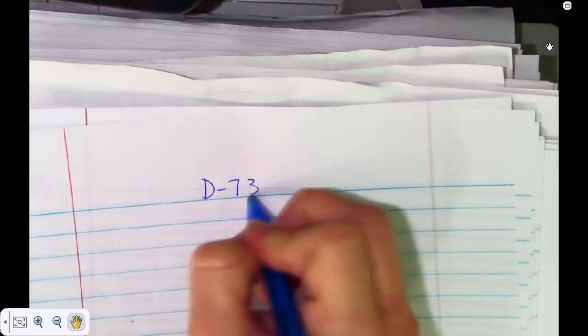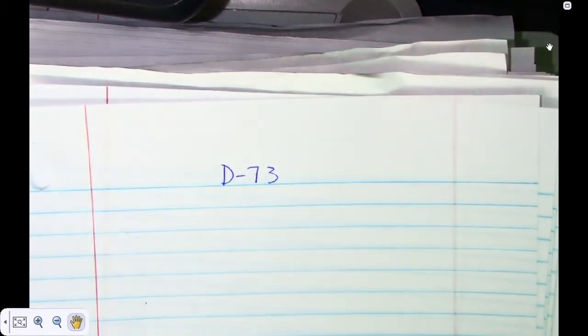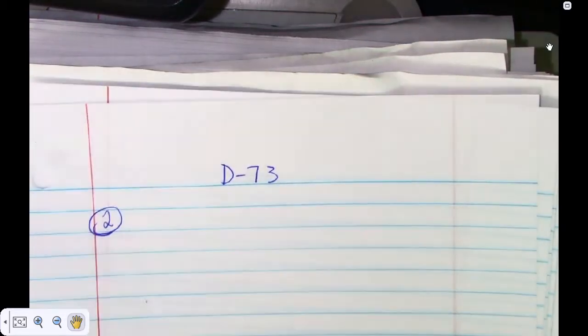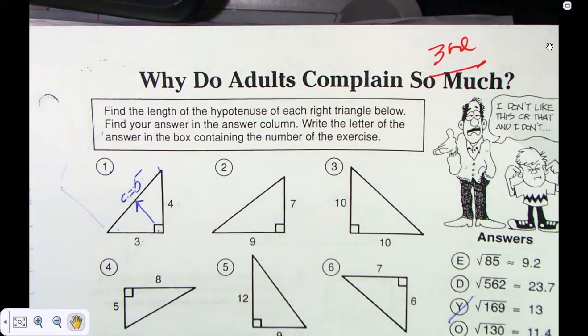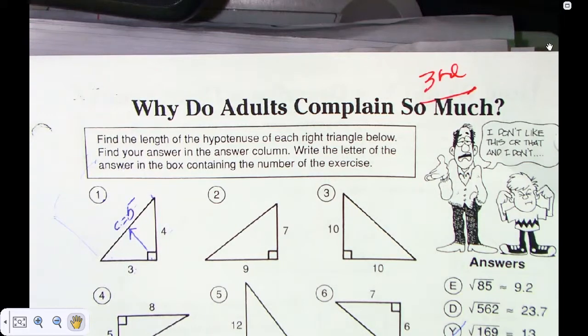Okay, so everybody look, put D73 at the top. D73. Number 2. Every time after we learn this, everybody does so well on it. And then I give a quiz. And remember, we're going to have lots of hundreds on the quizzes. I mean, lots of hundreds. But then I have some every year. Every year on the quiz.